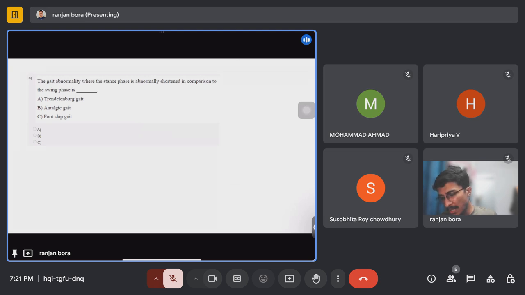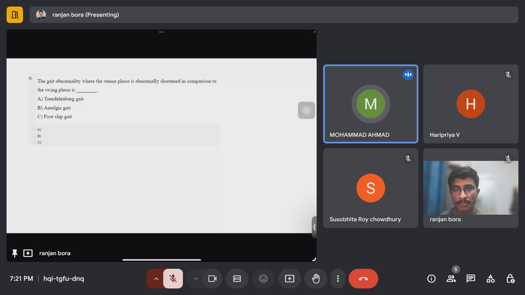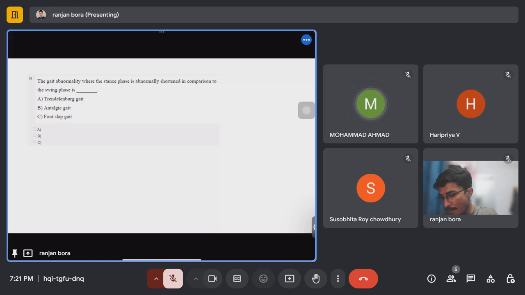The gait abnormality where the stance phase is abnormally shortened in comparison to the swing phase is, yeah, yes. These are also other kinds of gait abnormalities, like Trendelenburg gait and foot slap gait.